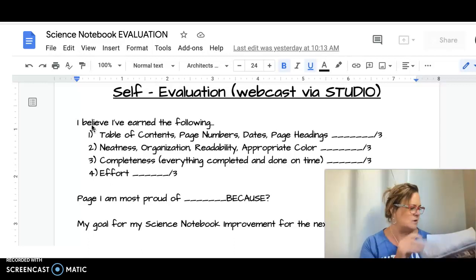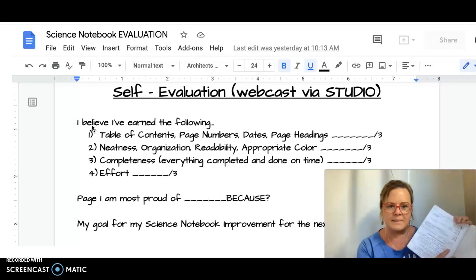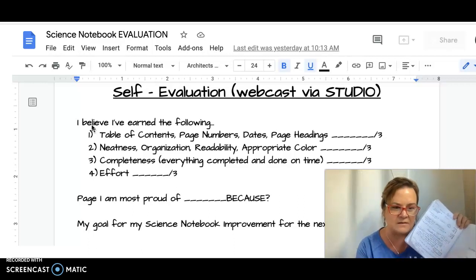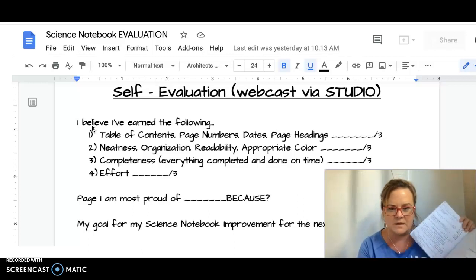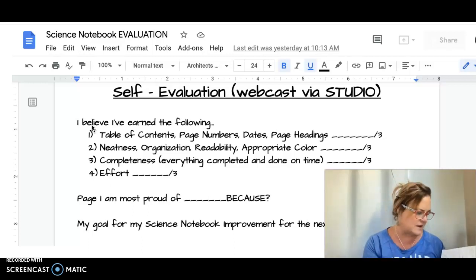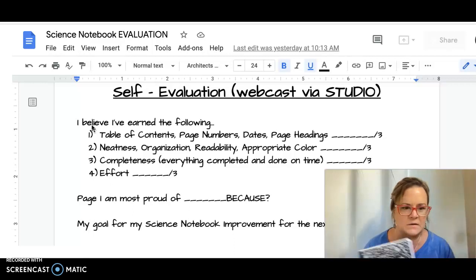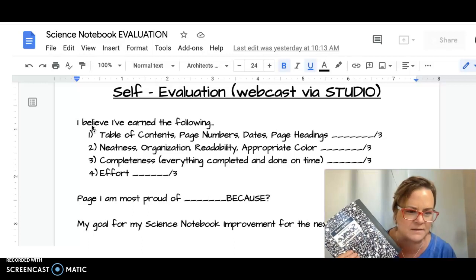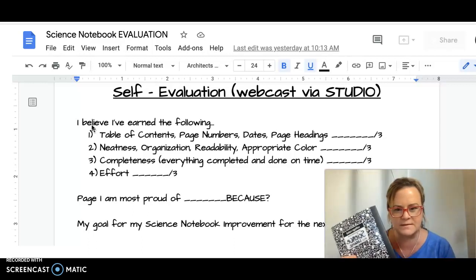In terms of completeness, number 3, I think I've earned a 3 because I have everything complete up to page 5, and that's where everything ends in our notebook so far. And then in terms of effort, I think I also deserve a 3 because I have kept up on my notebook. Everything is completed, and I haven't missed any big components.